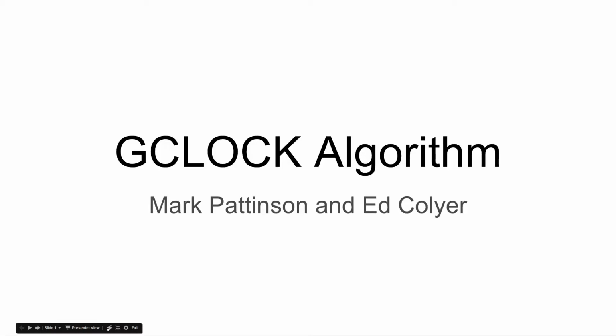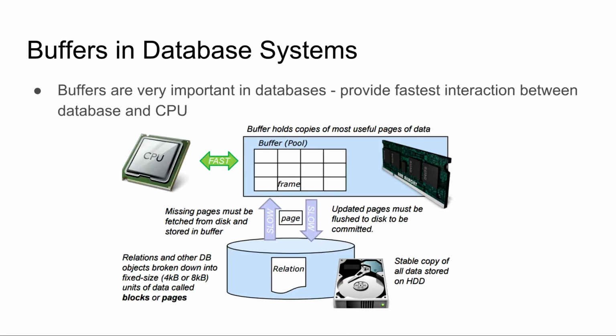Talking about the GCLOCK algorithm and how it is applied within database systems and buffer management. Buffers in database systems are very important because they provide the fastest possible interaction between a database and a CPU. The CPU processes the commands of a database management system and attempts to retrieve data from either the buffer or the relational database, depending on what data is stored on which.